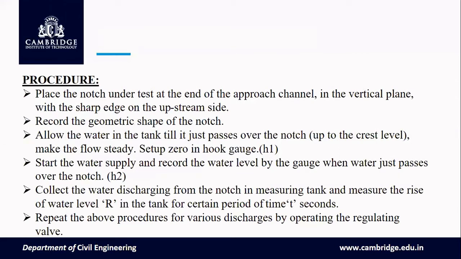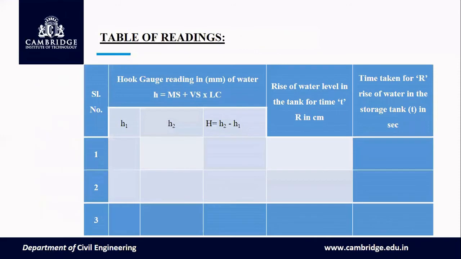Once the procedure part is over, next is the tabular column. You have to tabulate the readings. So, the first one you can see: if you are going for 2 trials or 3 trials, you note down the serial numbers right here. And after that, the hook gauge readings, in millimeters.